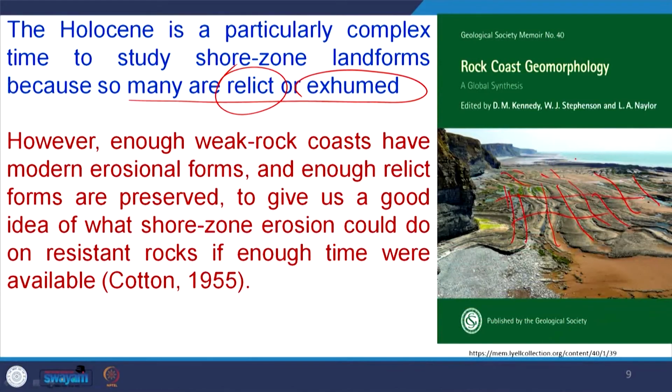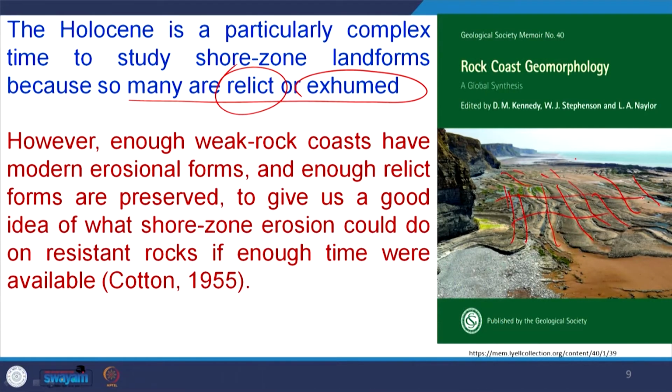The present day coastal geomorphic agents are trying their level best to make it plain. That is why most of the coastal landforms along the present day coast are relict ones. They are the evidences of the last few geological times. Within these geological times, a few events are recorded along this coastal region. However, enough weak rock coasts have modern erosional landforms, and enough relict forms are preserved to give us a good idea of what shore zone erosion could do on resistant rock if enough time was available.